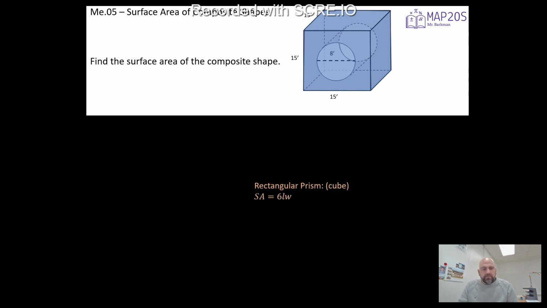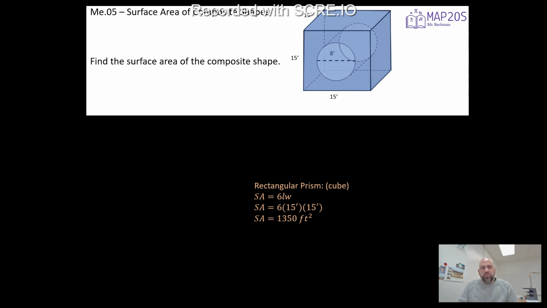For a cube, the surface area is not hard. Find the area of one side, length times width, or length times length. It'll be 15 squared, and then multiply it by 6, because there are 6 sides to this cube. And we're going to get an area of 1,350 square feet.